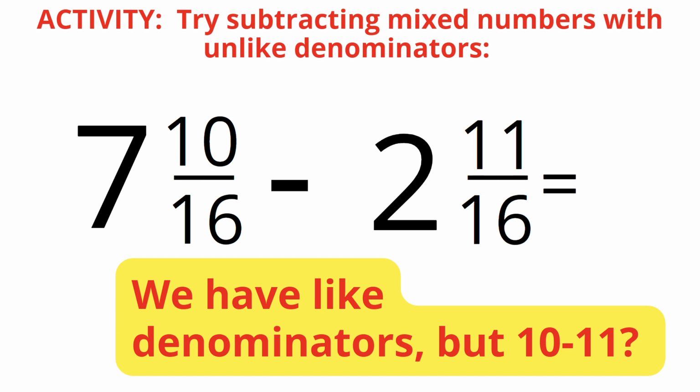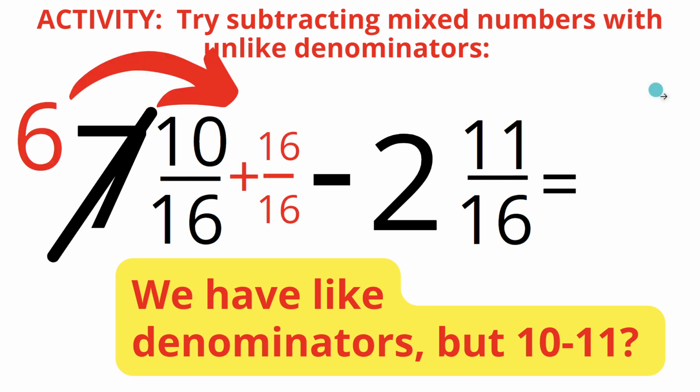We have a great big number 7. We can make that number 7 a 6. We'll borrow 1 from it, and what are we going to do with the 1 that we borrowed? We're going to add it as a fractional form of 1 to our first fraction. It'll look like this. Can you work this problem from here?